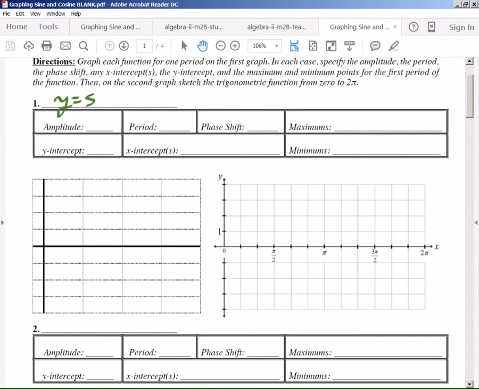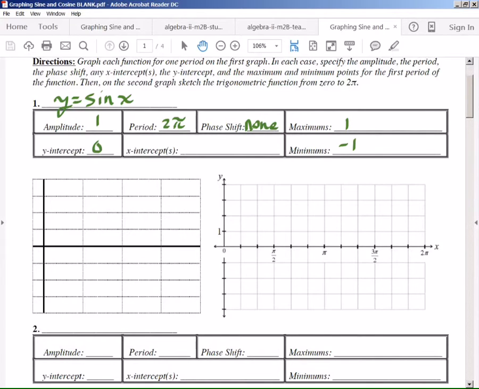So, sine of x right here. A regular sine function has an amplitude of 1, a y-intercept of 0, a period of 2 pi. The x-intercepts we'll do later. The phase shift, there is none for the original one. And maximums and minimums are at 1 and -1.